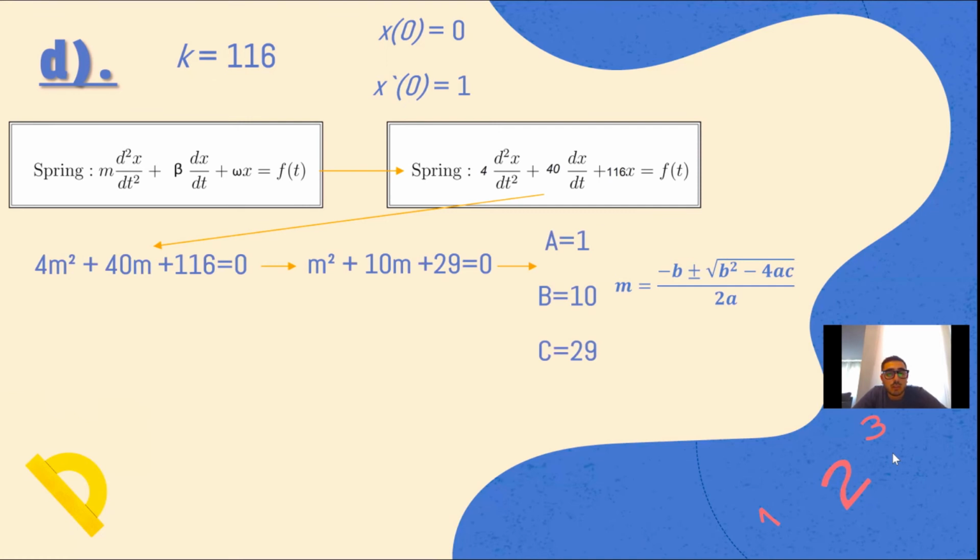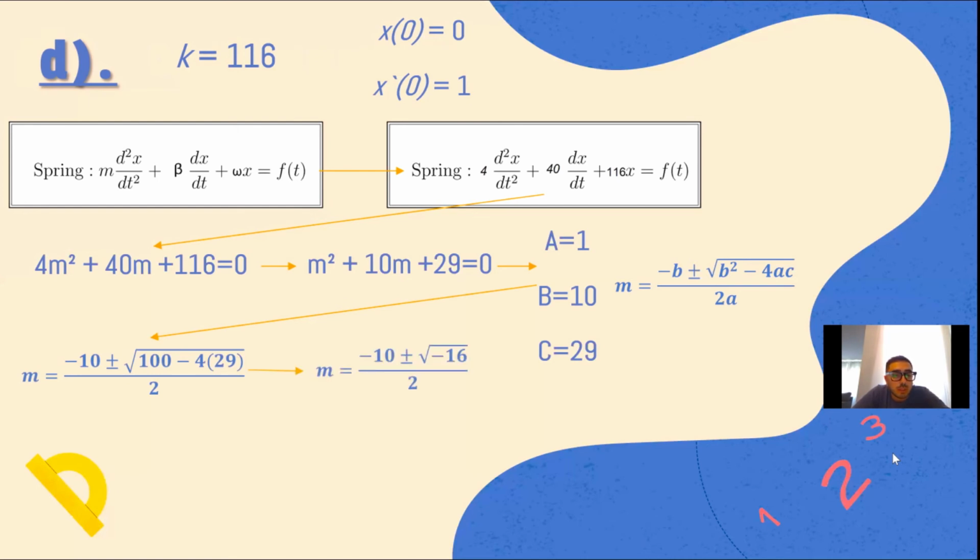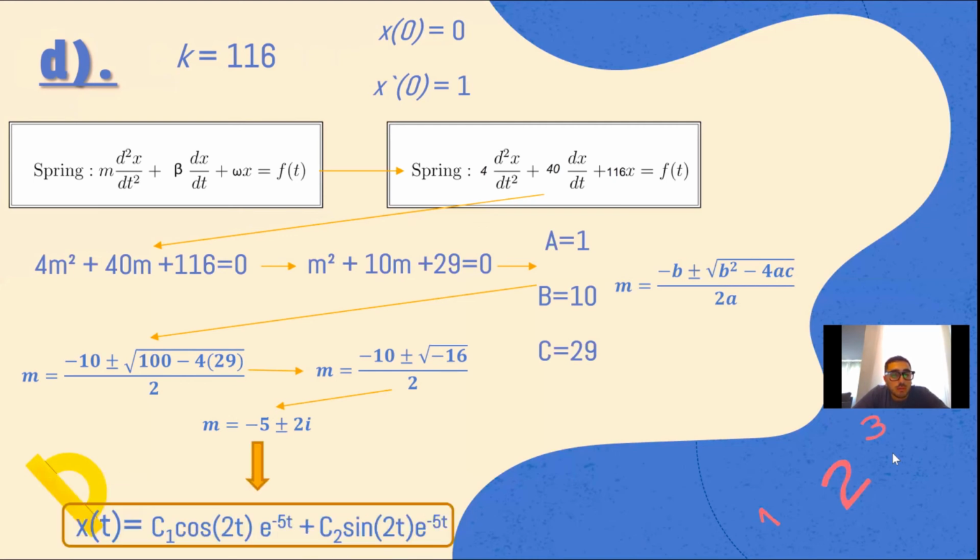And since we couldn't easily FOIL this one out, we had to enter that into the quadratic formula. We had a equals 1, b equals 10, and c equals 29. And so once we plug everything in, we get a negative inside of the square root. So we got m equals negative 5 plus or minus 2i. And that helps us with the general solution of c1 cosine 2t e to the negative 5t plus c2 sine 2t e to the negative 5t.